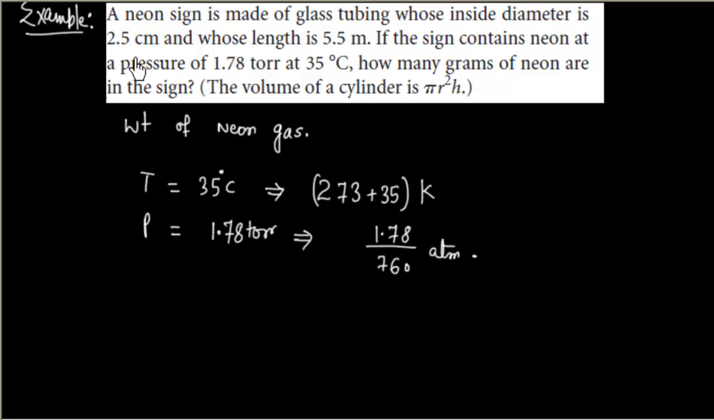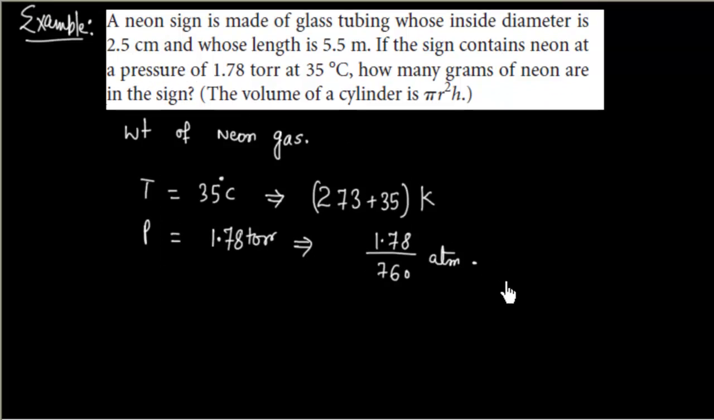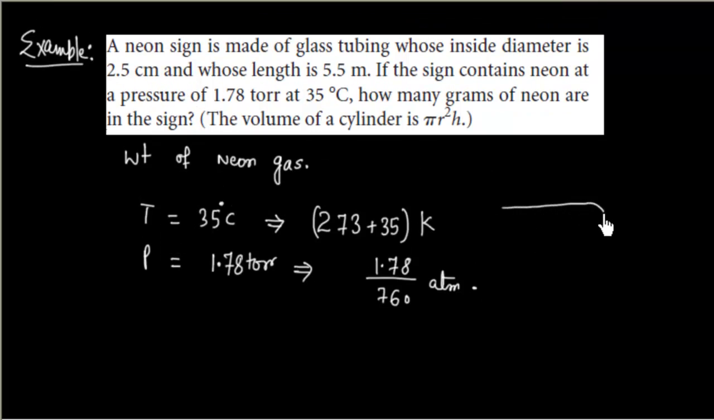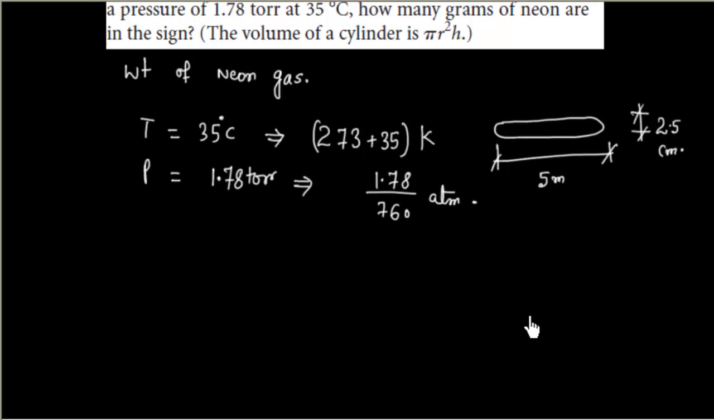Volume is not directly given, but volume is given in terms of another parameter. So we have a tube of length 5.5 meter, and the diameter of tube is 2.5 centimeter. So diameter is given, 2.5 centimeter. So let us calculate volume.